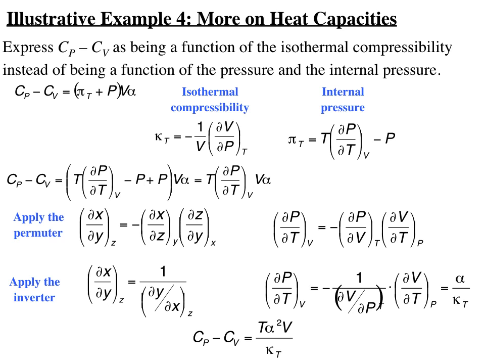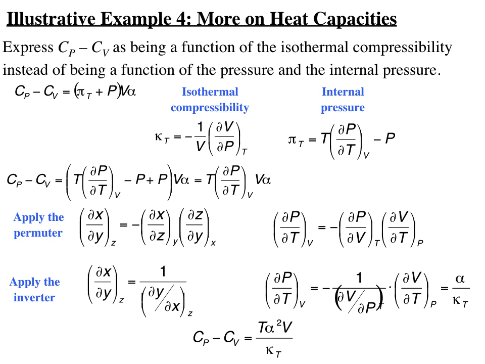Now what we're going to do is, for my pi T, I'm going to substitute something we learned from the previous slides, that pi T was T times dP dT at fixed V minus P. So I substituted that in, and when I do so, I simplify the form down so that Cp minus Cv can be expressed as T times dP dT at fixed V times V alpha. So that's another alternative expression for the difference in heat capacities.